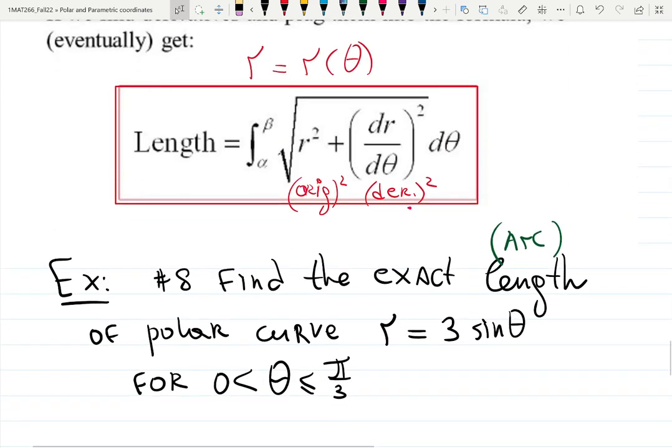Let's practice the example. That's from your homework. Find the exact length of the polar curve. Polar curve, not popular curve, I just realized. r equals 3 sine theta for theta from 0 to pi over 3. They should be both less or equal. So there are different ways to say the same thing on a test and in your homework, don't get confused.